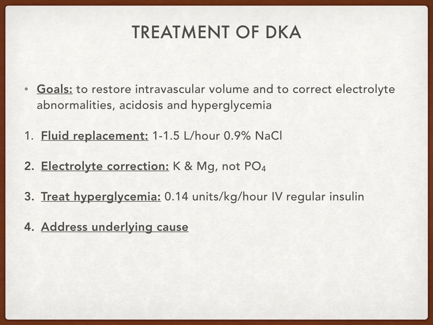After initiating fluid resuscitation and the correction of hypokalemia, intravenous regular insulin is preferred to treat hyperglycemia at a rate of 0.14 units per kilogram per hour as a continuous infusion. Once serum glucose drops below 200 milligrams per deciliter, consider decreasing the rate of insulin administration. Last, but certainly not least, once the patient's hyperglycemia has been addressed, we can then address the underlying cause of DKA.